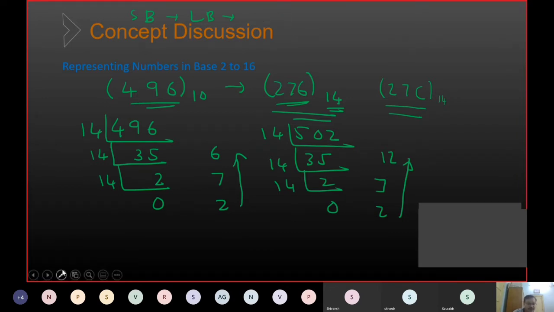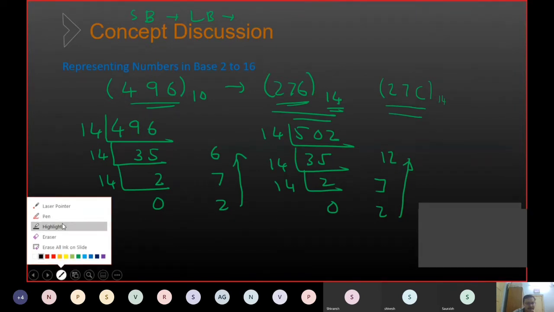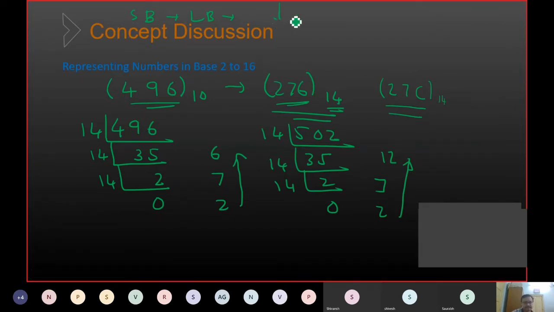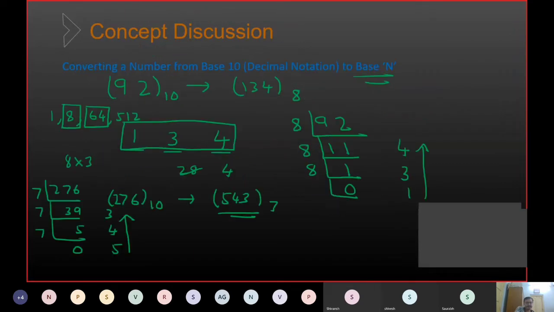Going from a smaller base to a larger base, the number decreases. When you're going from a larger base to a smaller base, the number will increase. This will hold true for every possible number. Look here, when you went from a particular base to a smaller base, the number increased.